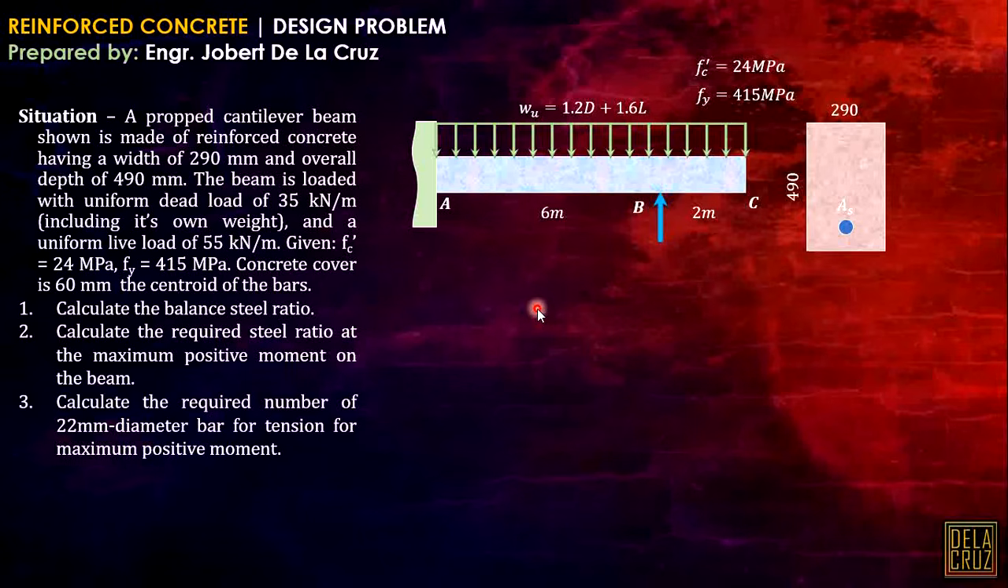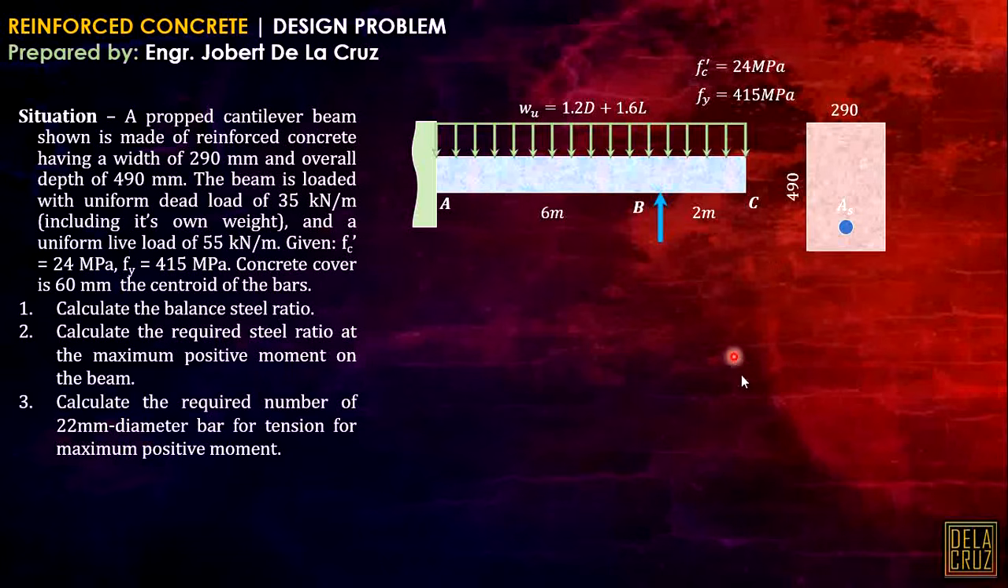Given f'c, 24 MPa, the yield strength of the steel, 415 MPa. We have the concrete cover to the centroid of the bars. The questions are actually based on the maximum positive bending or the positive moment, as we can see. That's why the cross-section here given is yung As natin is located below. Okay? As we remember, positive bending, yung reinforcement natin dapat is nasa ilalim. Negative bending, yung reinforcement natin nasa itaas.